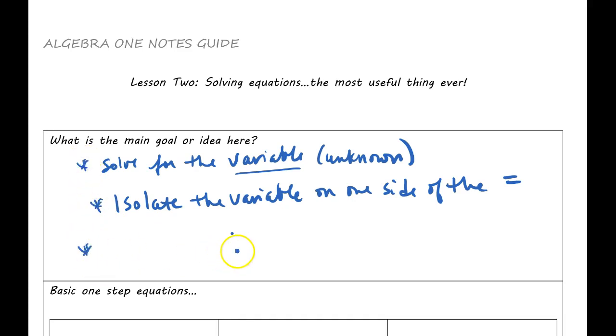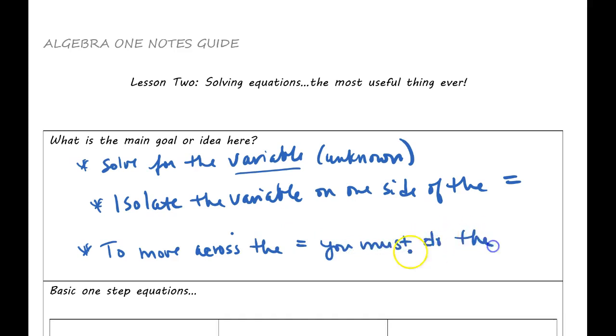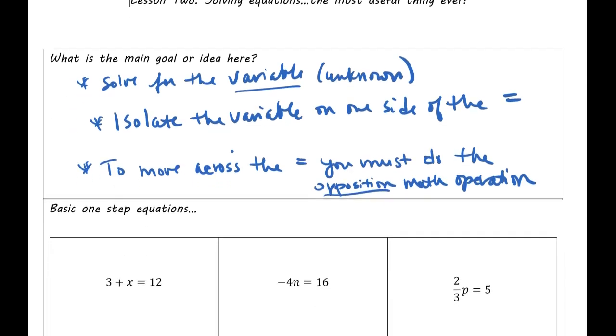So the last main point I want you to write down, because it's super important, is that to move across the equals, or to move across the equation, you must do the opposite operation, or math operation. And that's going to make more sense as we do a few examples. So to move across the equals, you must do the opposite math operation. And that's how you make it legal, and you're able to do what you're able to do.